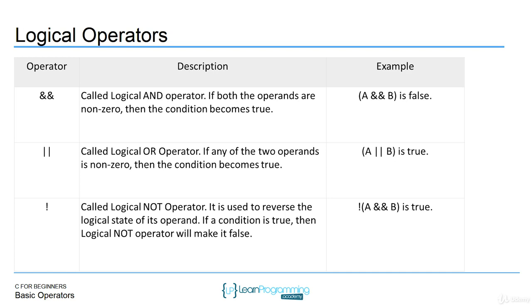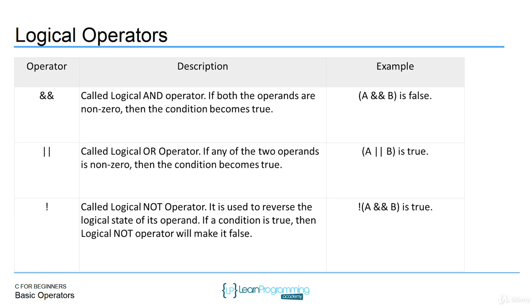So the symbols that represent logical operators are the ampersand, ampersand, the two parallel bars, and the exclamation point. The ampersand is called a logical AND operator. It's also an infix operator that takes two operands, one on the left, one on the right. Basically, if each operand is non-zero, then the condition becomes true. And so non-zero means 1, which means true.